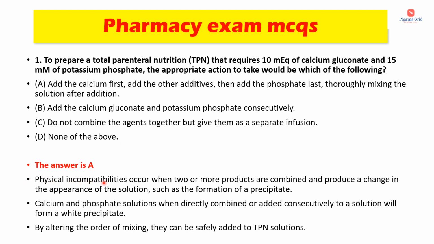This is because physical incompatibilities occur when two or more products are combined and produce a change in the appearance of the solution, such as the formation of a precipitate. Calcium and phosphate solutions, when directly combined or added consecutively to a solution, will form a white precipitate. By altering the order of mixing, they can be safely added to TPN solution. So hence came the answer as option A, that is add the calcium first, then add the other additives, then add the phosphate last, thoroughly mixing the solution after addition.